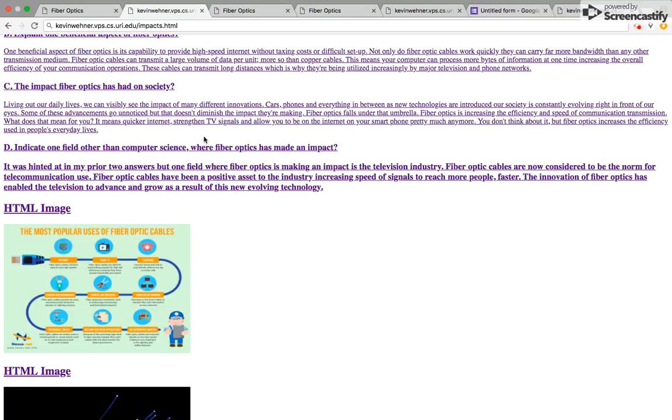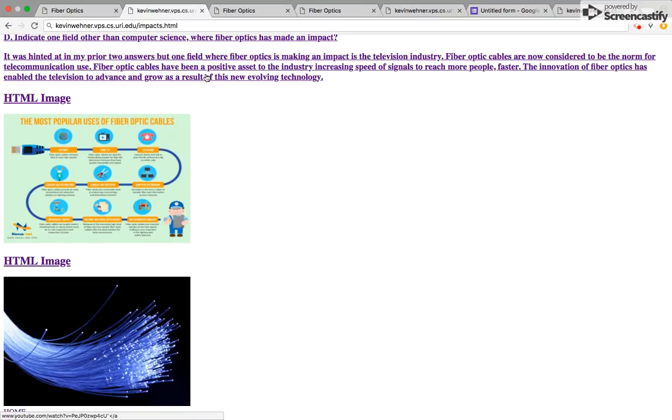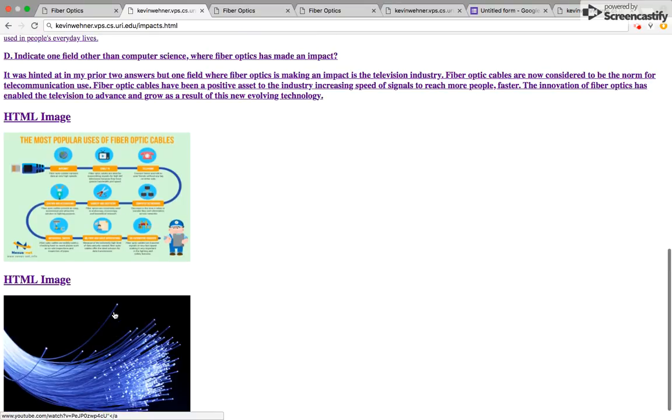For D, it says to indicate one field other than computer science where fiber optics has made an impact. That field would be the telecommunication industry. It's the norm now for television cable companies to use fiber optic cables to transmit their signals. So these show some images about the importance of fiber optics. Here is some of the most famous, popular uses of fiber optic cables. And then here below, you see the hair-thin fiber optic cables providing an example.